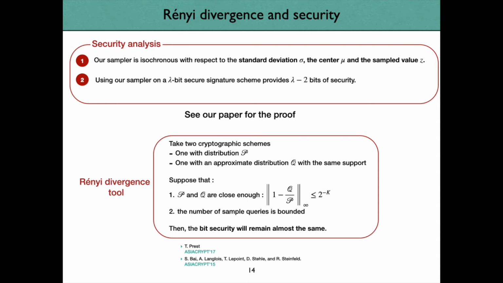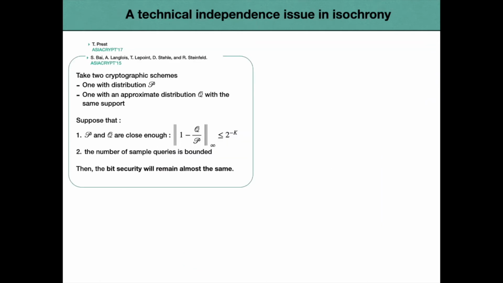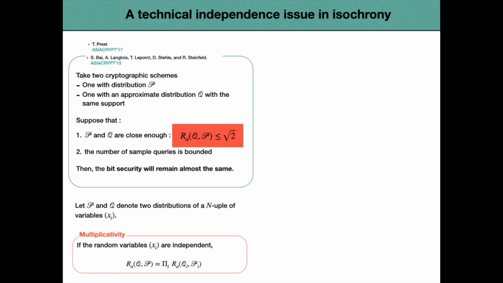We particularly rely on a Rényi divergence result that was provided by the literature. Let me present a technical issue that we had in the proofs. In this theorem, in the first hypothesis, we see that we assume that the infinite norm is bounded. However, it suffices to assume that the Rényi divergence between these two distributions is bounded by square root of 2. To apply this theorem, we need the distributions P and Q to be two distributions of a tuple of variables. Later, we use a multiplicativity result to recover the Rényi divergence of P and Q. If we have a specific bound on the marginal distributions Qi and Pi, we can recover our hypothesis.